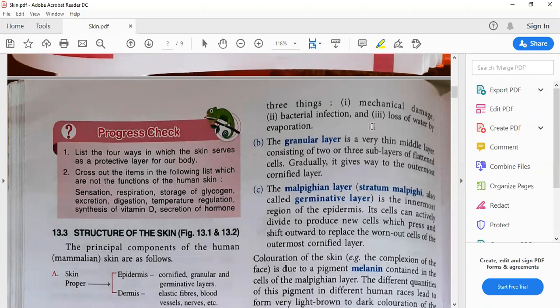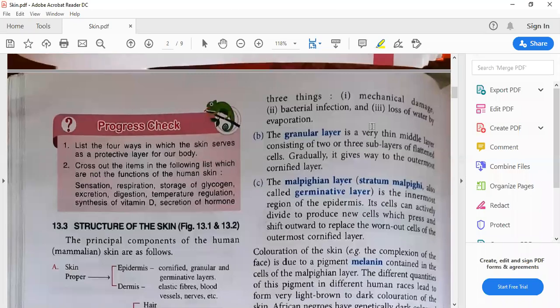Okay, the malpighian layer is the germinative layer. Now this is actually producing new cells, meaning it keeps making new cells. Therefore it is called the germinative layer, which presses and shifts outward to replace the worn out cells of the outermost layer. So now there are so many dead cells, and you need to replace them. So who will be providing those layers? The malpighian layer is going to provide. Okay, did you understand? Let's see the diagram.